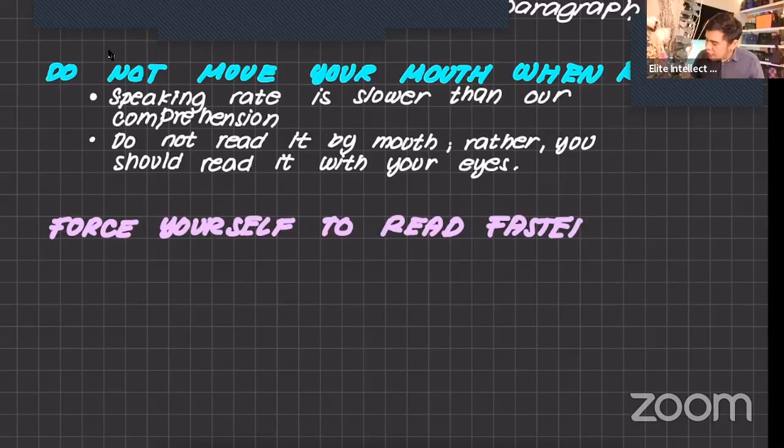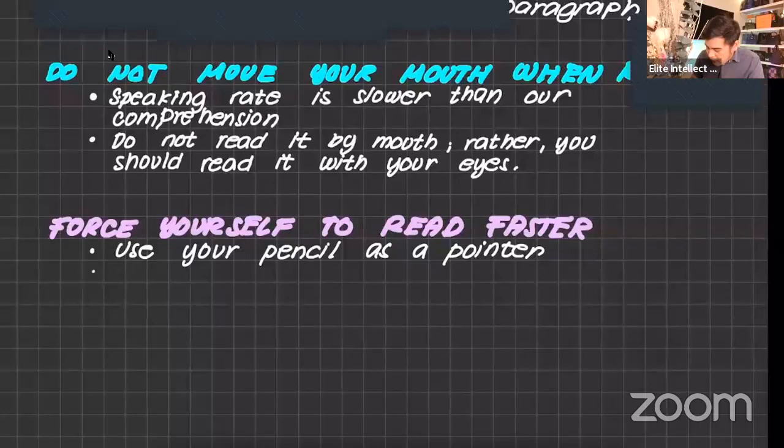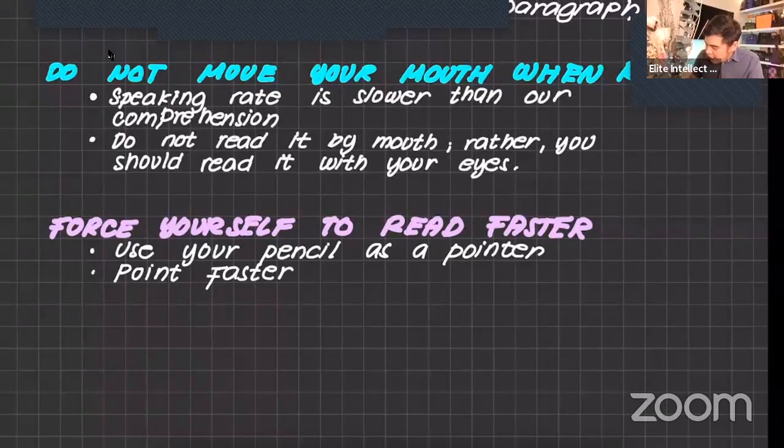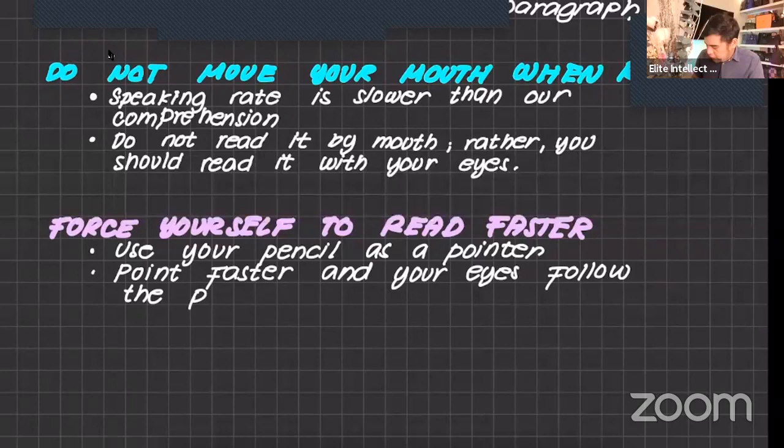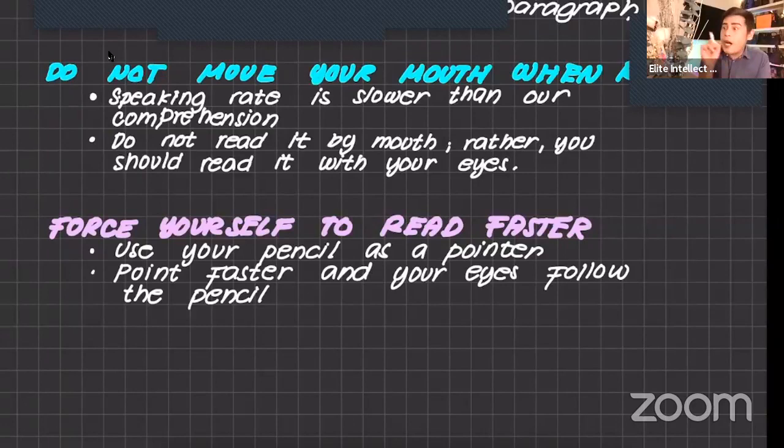First things first, you're going to use your pencil as a pointer. You can use your pencil as a pointer and then you're going to point faster and let your eyes follow the pencil. By doing this, guys, believe me, by using your pencil as a pointer like that, look at me, guys, you are forcing your eyes to read with the pencil.